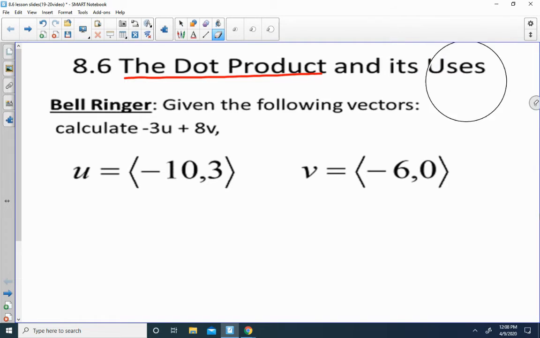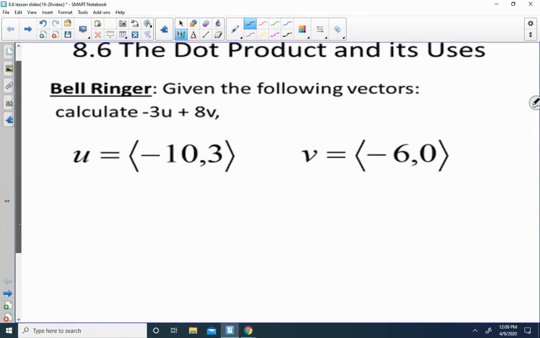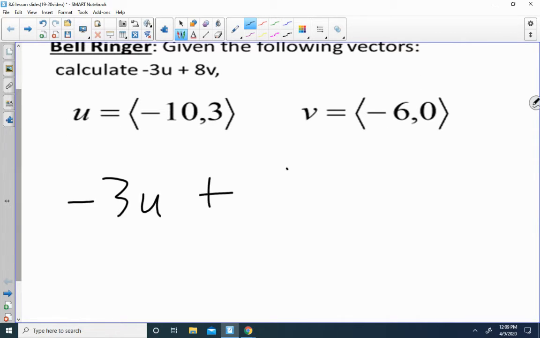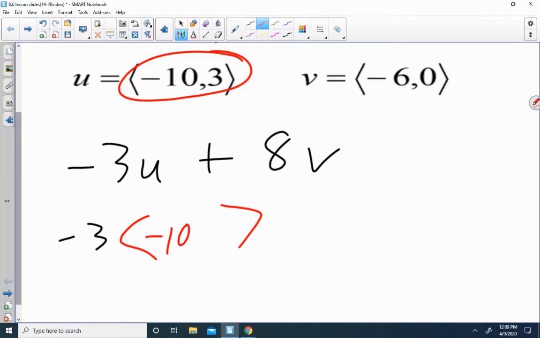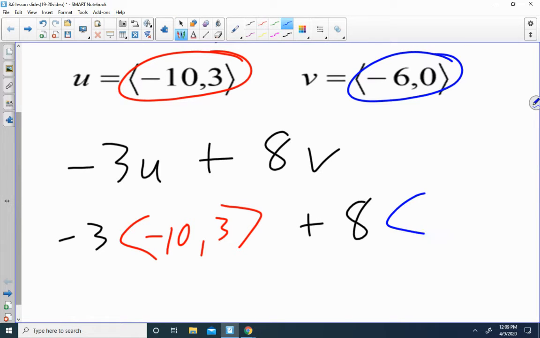So, before we talk about the dot product, I just want to give you a quick bell ringer of what you learned last week in 8.5. Given the following vectors, vector u and vector v, both in their component forms, we're going to calculate negative 3u plus 8v. So in other words, we're going to be doing negative 3 times vector u, where vector u is negative 8 comma 3. Then we're going to add that to 8 times vector v, where vector v is negative 6, 0.